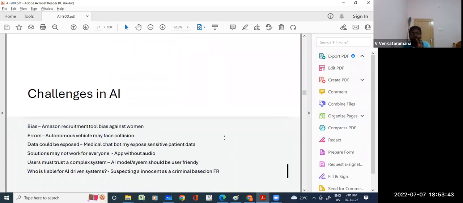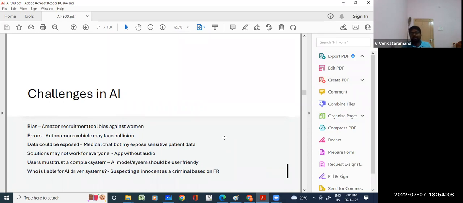And errors. Your machine learning model error should be as minimum as possible; don't expect zero. Otherwise, you will face very critical issues with your machine learning model and your developer application. And data could be exposed. There is a possibility to expose your data.